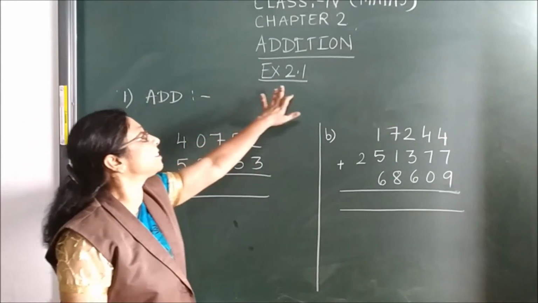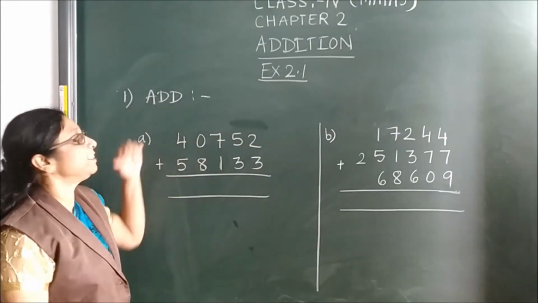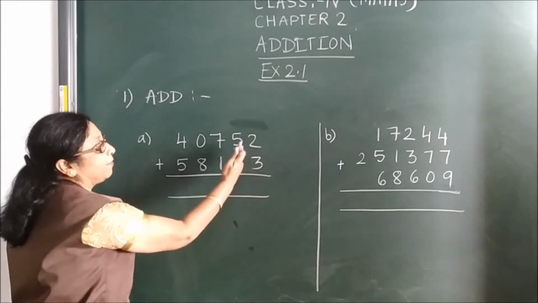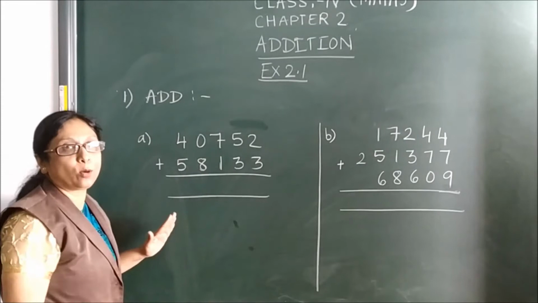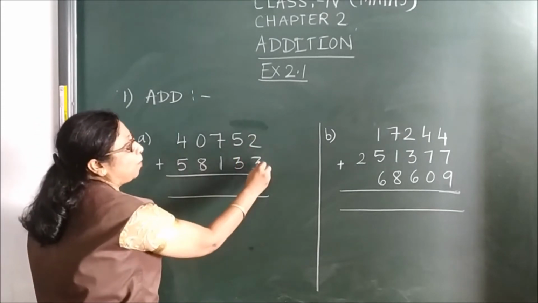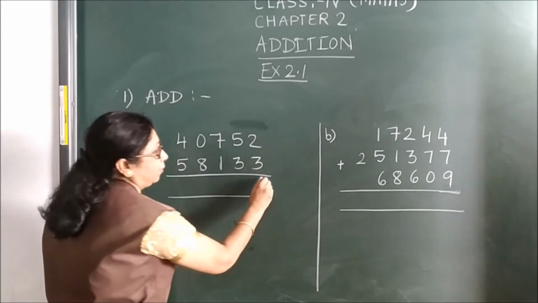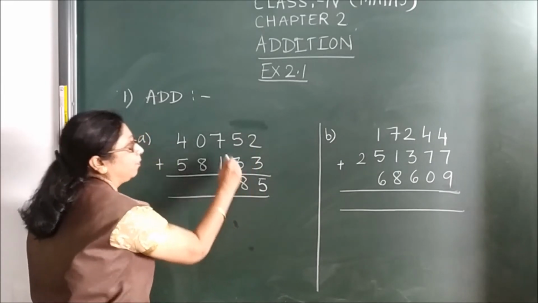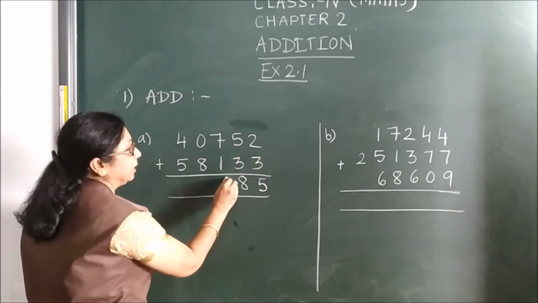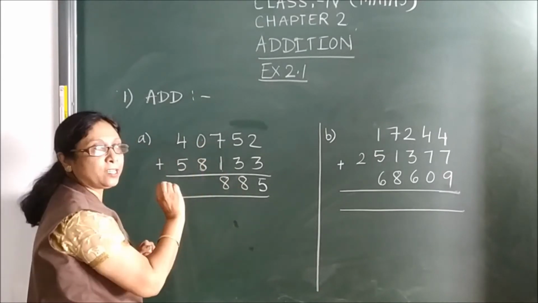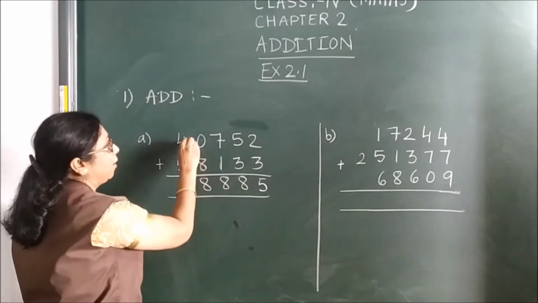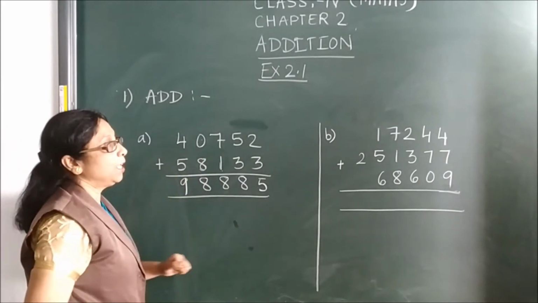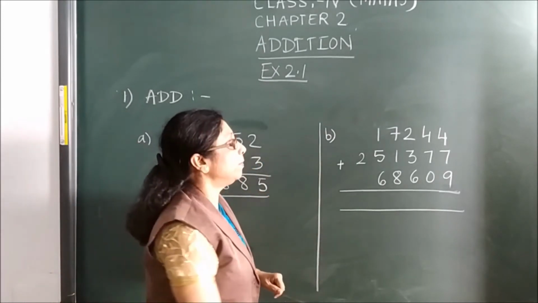Now we'll see the exercise 2.1, that is addition. Here places are given and as per the places we are going to add. Okay, 2 plus 3, 5, 5 plus 3, 8, 7 plus 1, 8, 0 plus 8, again 8, 4 plus 5, 9. Then we'll see the second sum.